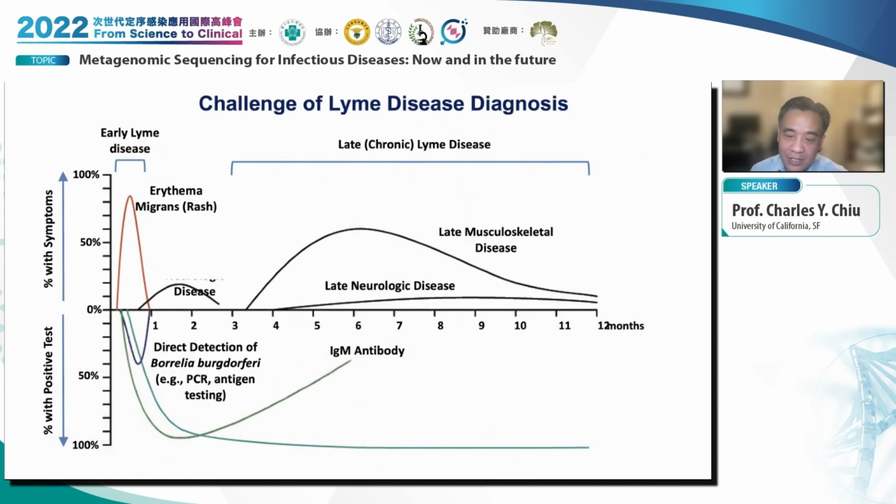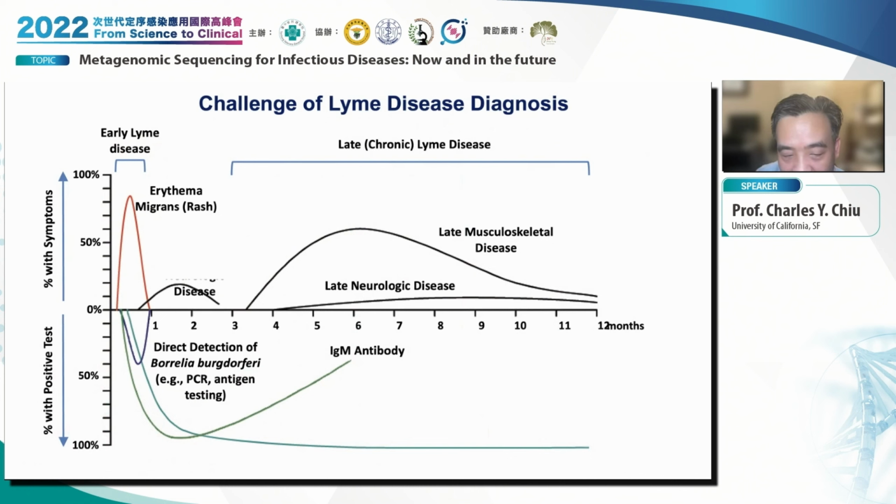I want to move into another application of host response using metagenomic sequencing, which is for Lyme disease. And I want to introduce the challenge that Lyme disease is very difficult for us to diagnose clinically. Lyme disease really consists of 2 phases. One is an early phase, where a patient shortly after being bitten by a tick presents with fever and a rash. And then there's a late phase where patients may develop musculoskeletal and neurologic symptoms.